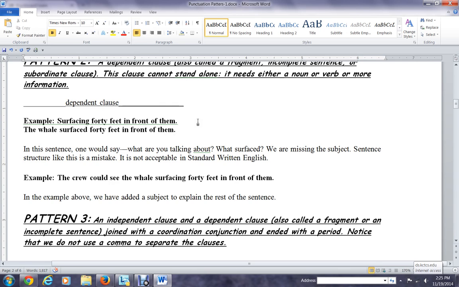Okay, there's what surfaced. So we changed it to -ed. The whale was. You may remember this as a helping verb. So we have our to be verb. And here, the whale was what? The whale was what? Was surfacing. And here's your verb.